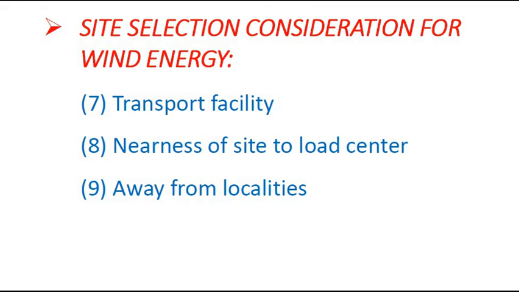Second one is hilltop sites. In this, hilltop areas are selected for the wind energy power system. Third one is seashore sites, so seashore areas are utilized for this purpose. And the last one is offshore shallow water sites. This type of wind energy power plant is located inside the sea. So these nine factors must be considered during the site selection for the wind energy power system.